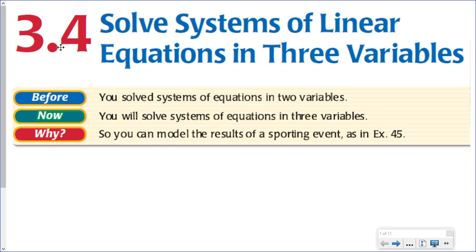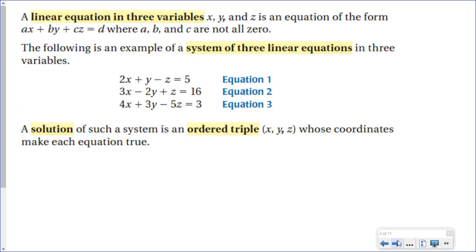This is 3.4, solve systems of linear equations in 3 variables. What you've learned in the past is how to solve a system using elimination or substitution with just x and y, and now they add the third variable, z. It's got 3 dimensions, and they have some pretty good models on the next page just to show you what it is.